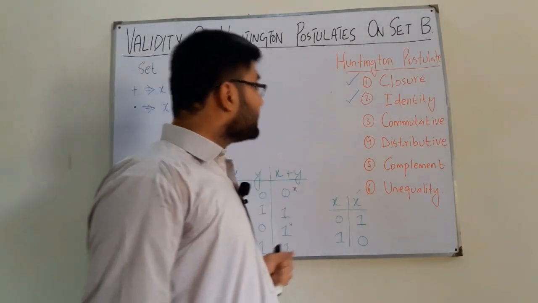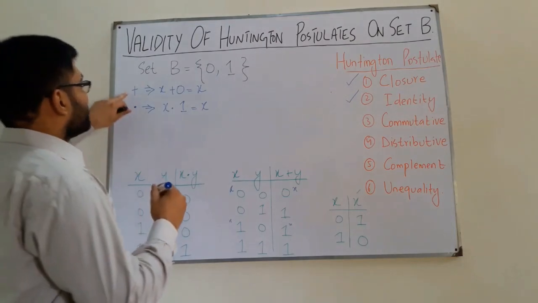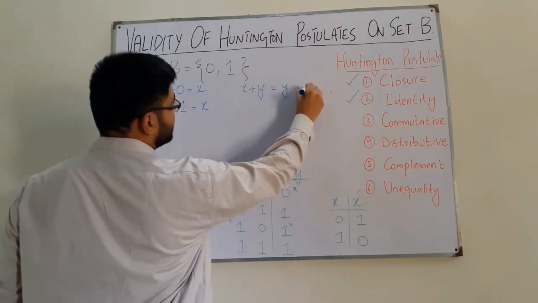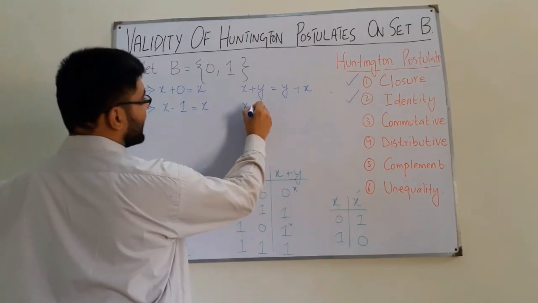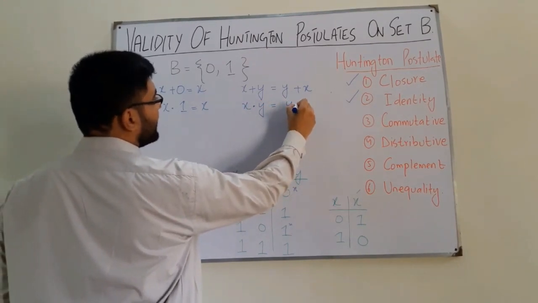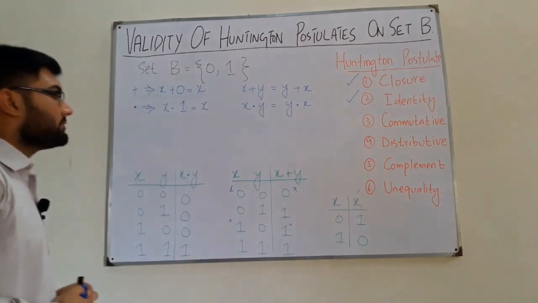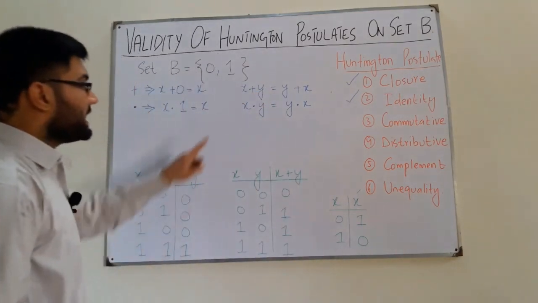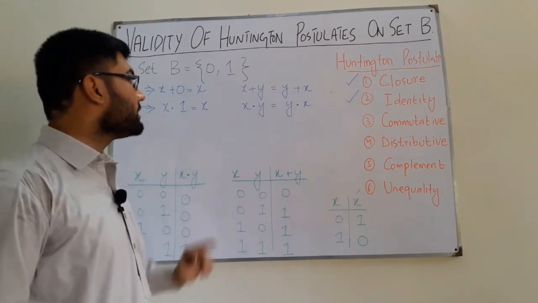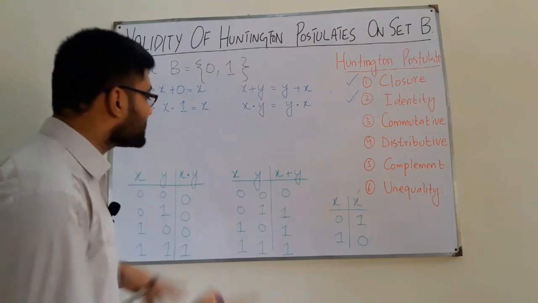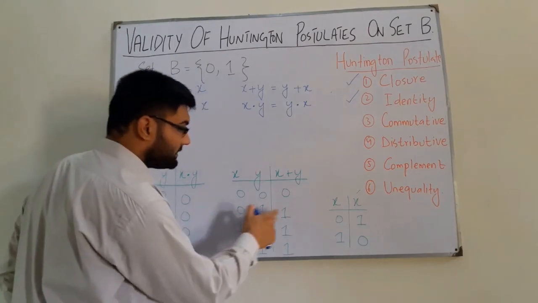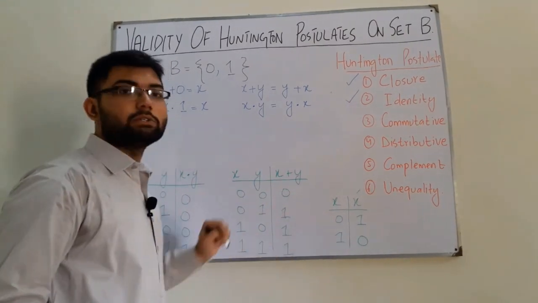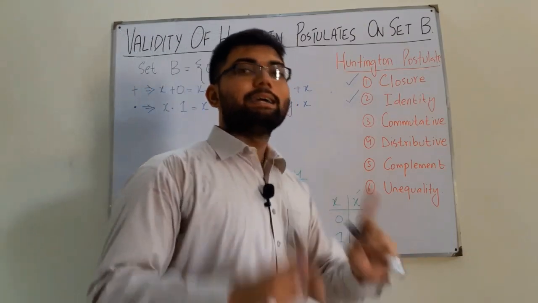Commutative. In commutative, we again have, with respect to plus, X plus Y is equal to Y plus X. And with respect to the AND, we have X into Y is equal to Y into X. Now let us confirm. First, the OR operation, X plus Y, 0 plus 0 is 0. That cannot be reversed, it will be the same. If we go for 0 plus 1, it's 1. Now if we reverse the order, 1 plus 0, this is again equal to 1. So X plus Y is equal to Y plus X.